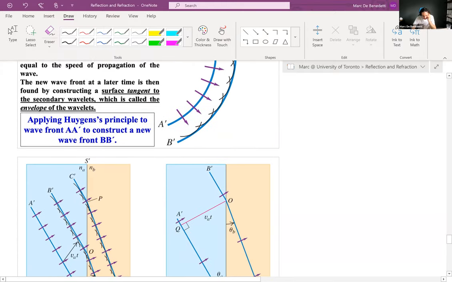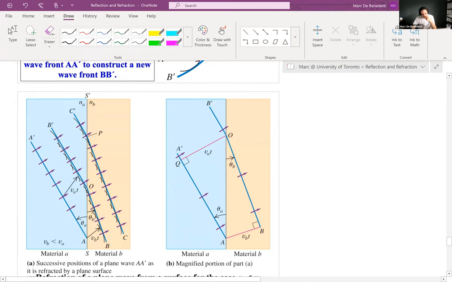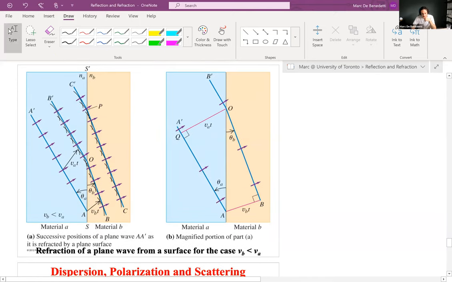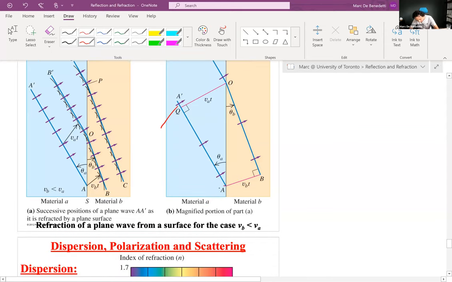Okay. This here sort of explains the fundamental principle of what causes the bending. I explained this earlier with the car and the gravel shoulder, or the grass shoulder. This is pretty much saying, if you have a wave front of light, so this is going to be a light wave.